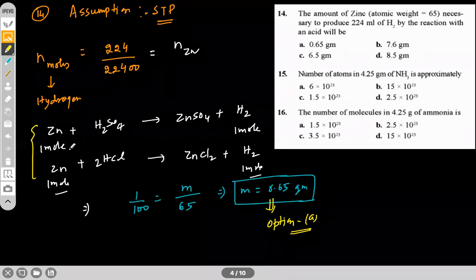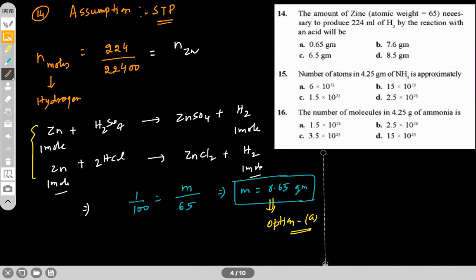Okay, the next question is question number 15. The number of atoms in 4.25 gram of NH3. So the concept of this question is the NH3 molecule. If you take one single molecule of NH3, there are 4 atoms in it. 4 atoms in one single molecule.